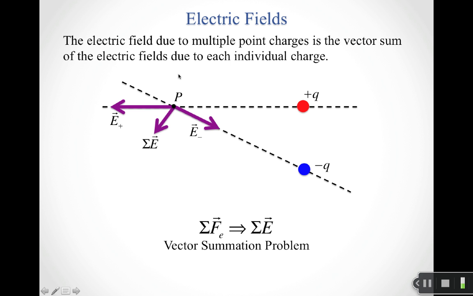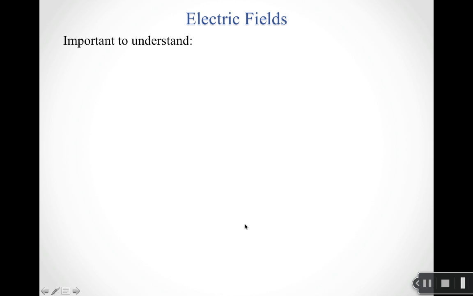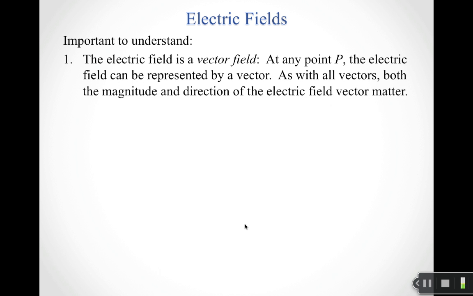In this case, I've got two-dimensional vectors. I've got stuff going on horizontally, stuff going on vertically. So I can pick whatever coordinate system I want. I need to add those two vectors together, and I'm going to have two equations to do it. So it's critical that we understand the electric field is a vector field. You pick a point P, and the electric field there can be represented by some vector. That vector is going to tell you about the magnitude and the direction of the electric field.